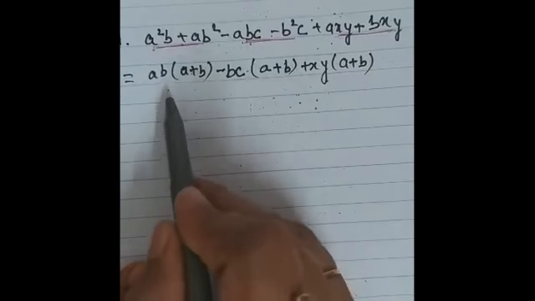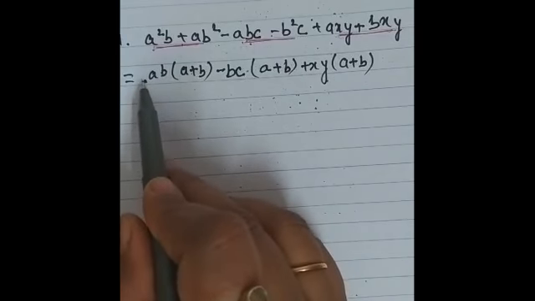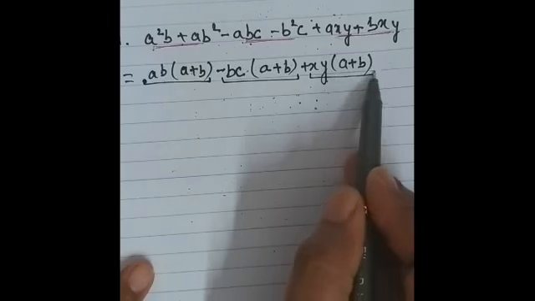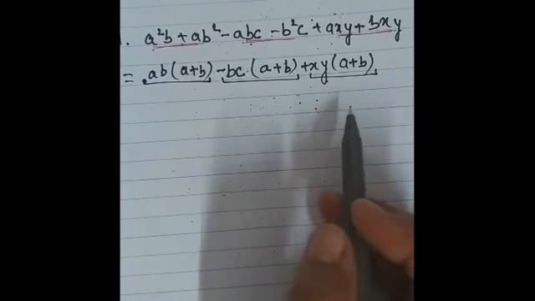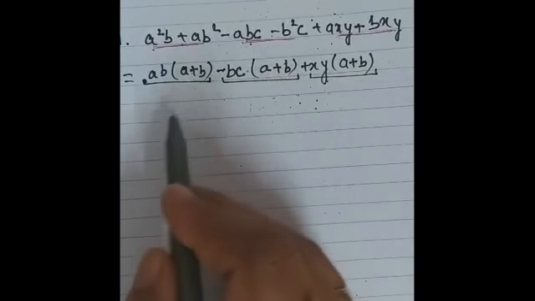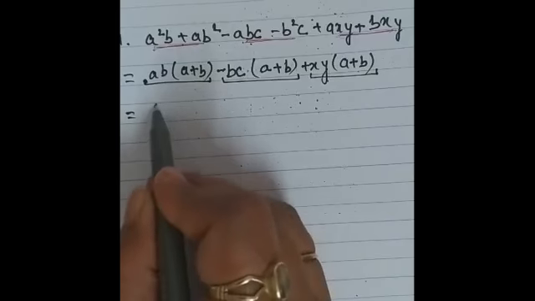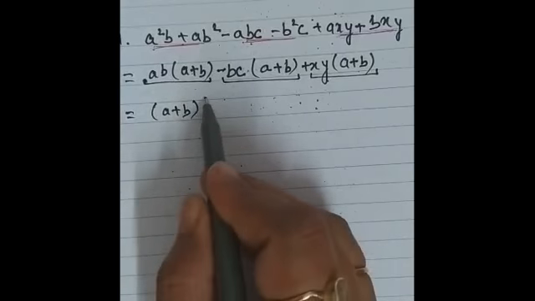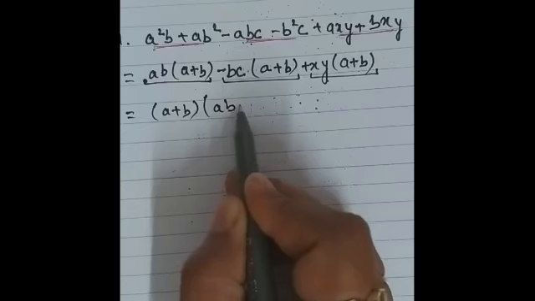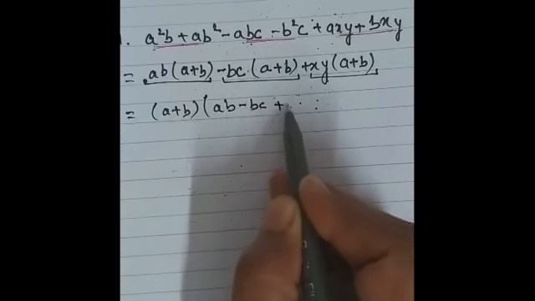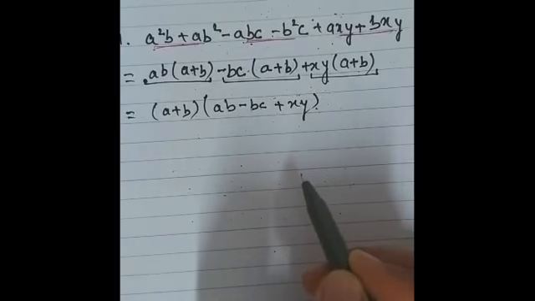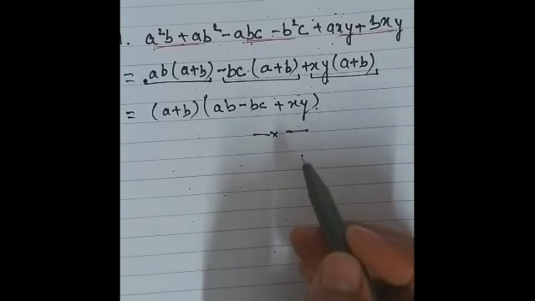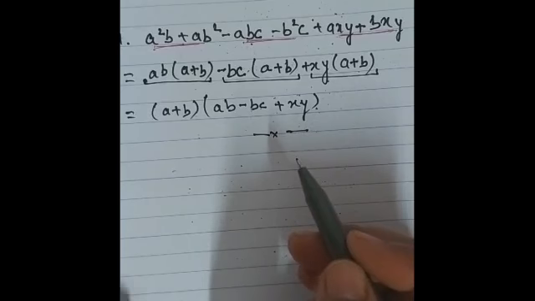Now we are reduced to 3 terms here. See, this is 1, this is 2, and this is 3. Now we have 3 groups. Now as you can see, from these 3 groups I can find a plus b common. So a plus b common. Now we are left with ab minus bc plus xy. Okay, clear? Now this ends all the difficult questions of exercise 4.2.